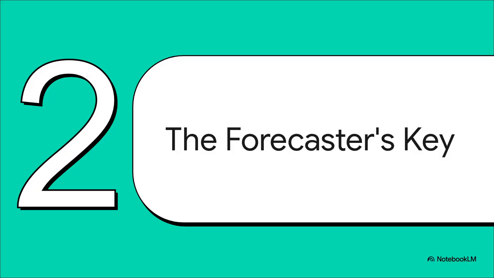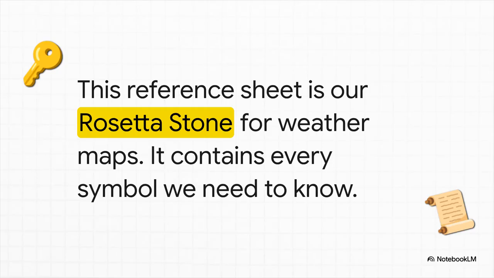Okay, so how do we learn to speak this language? Well, like any good code, it's got a key. And the key we're about to look at, it unlocks the whole shebang. And here it is. This is basically our secret decoder ring, our Rosetta Stone for weather maps. Now, I know it looks like a lot at first glance, maybe a little intimidating, but trust me, this one sheet has every single symbol we're going to need. So let's just break it down.